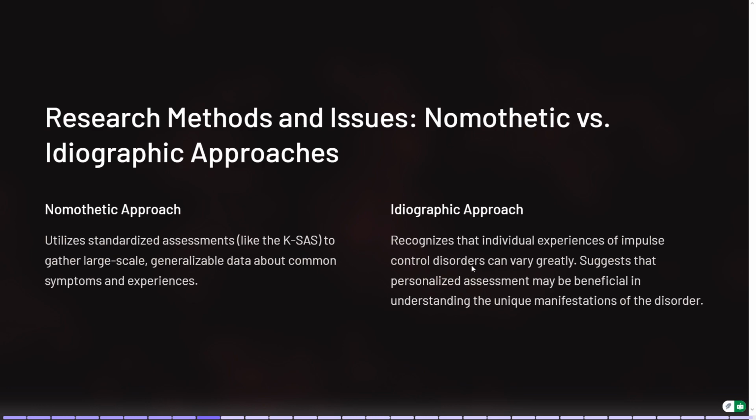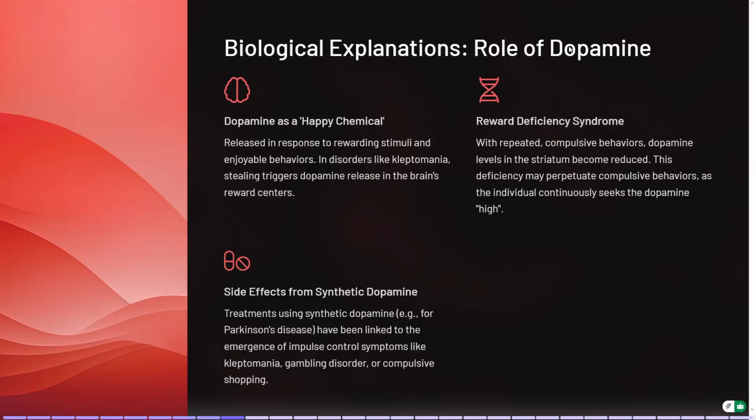This recognizes that individual experience of impulse control disorder can vary greatly, right? So it suggests that personalized assessment may be beneficial in understanding the unique manifestation of the disorder. Okay, so biological explanation, role of dopamine.